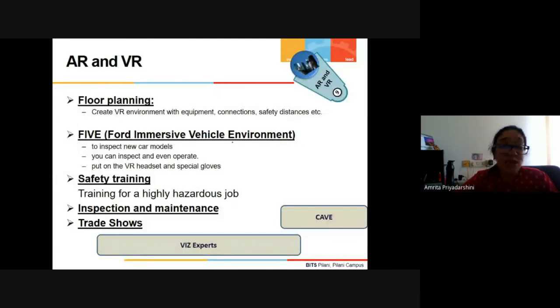And then we also have augmented reality and virtual reality, which is now coming up. There are a lot of areas in which this can be explored, starting from safety training, inspection, maintenance, and sometimes test drives of cars. So there are a lot of things coming up in this area as well.